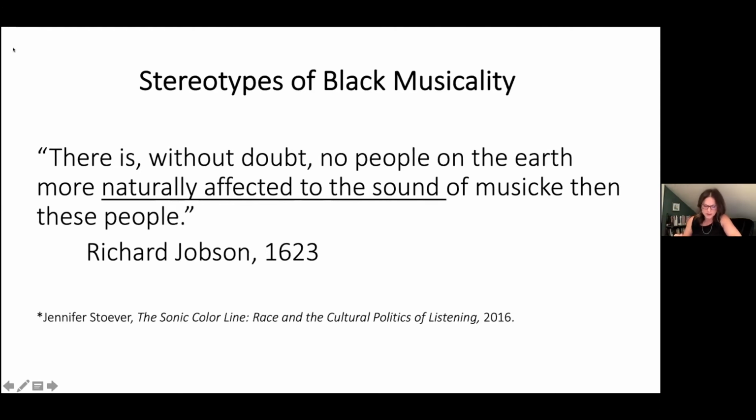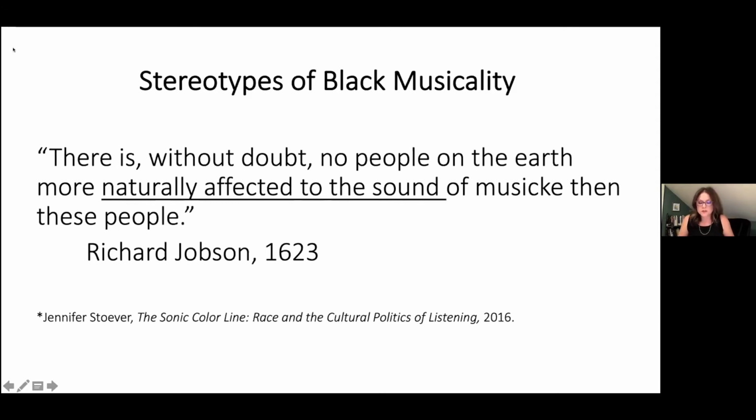I think this is an important distinction because musical ability became linked to Blackness and to racial fictions of biological difference that we got with the rise of scientific racism at the end of the 18th century and throughout the 19th. And all of this helped to establish what Jennifer Stoever, in writing about sound and race in the United States, calls the sonic color line, or the process of racializing sound.